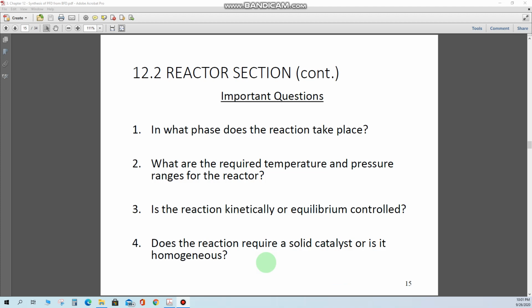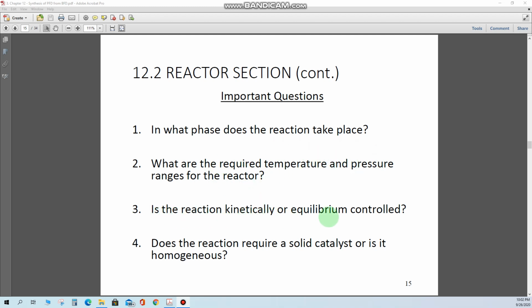Now, what are the important questions that you should consider when you're designing the reactor? In what phase does the reaction take place? You have to consider whether it is a liquid based reaction or a gas phase reaction. What are the required temperature and pressure ranges for the reactor? What are the acceptable temperature and pressure ranges to get the maximum conversion? It depends on the vendor data supplying the catalyst.